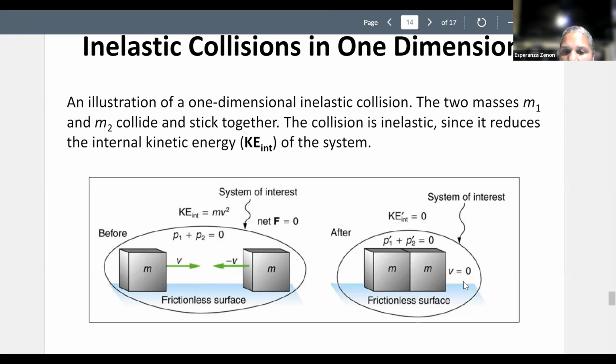So, momentum is conserved, kinetic energy is not conserved, and the objects stick together. All right, so that's what distinguishes our elastic from inelastic.